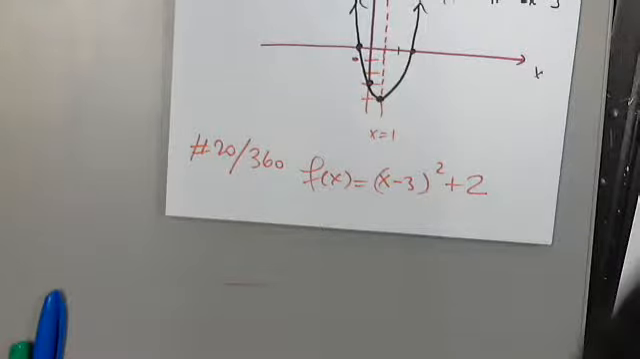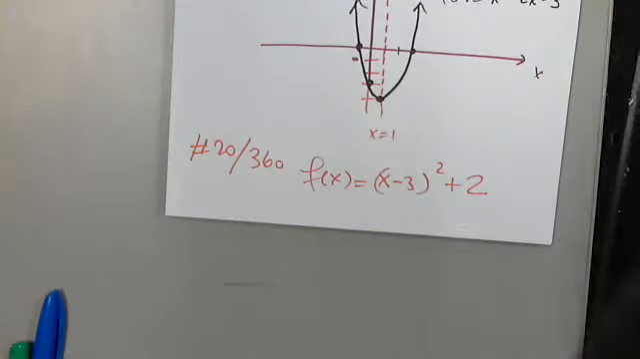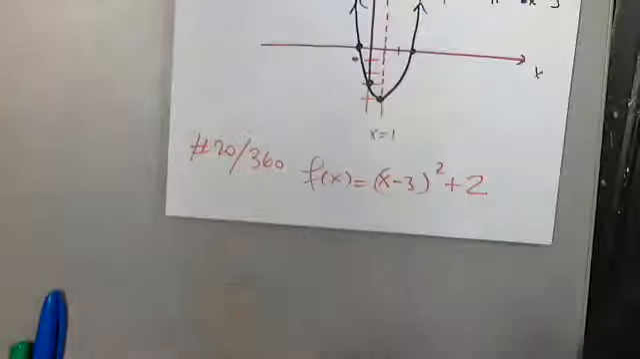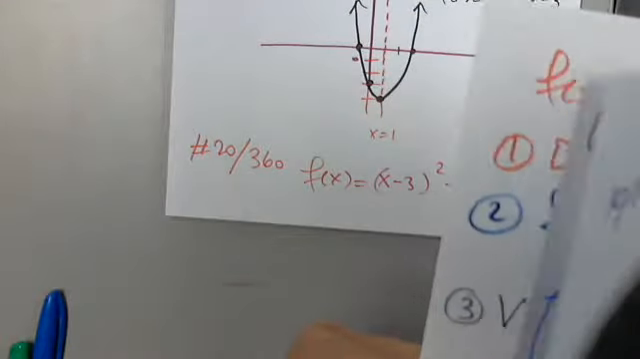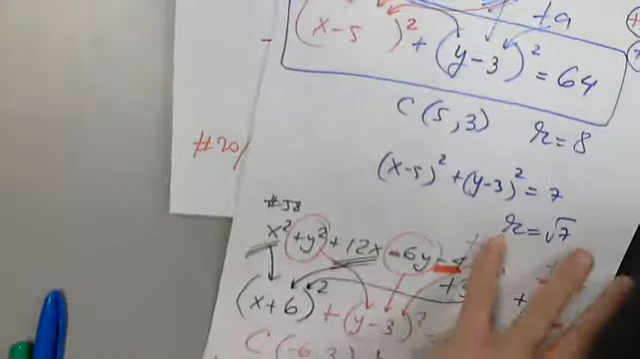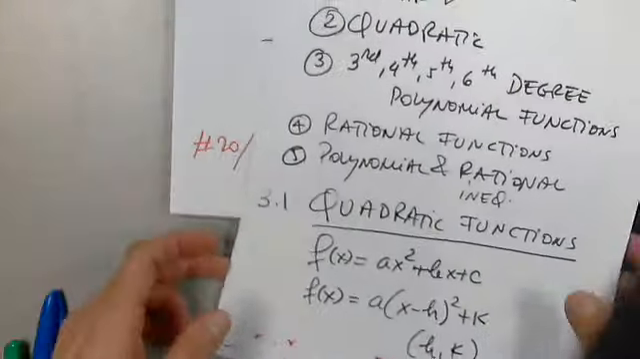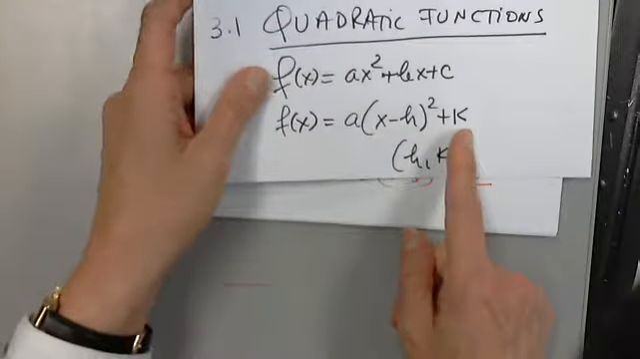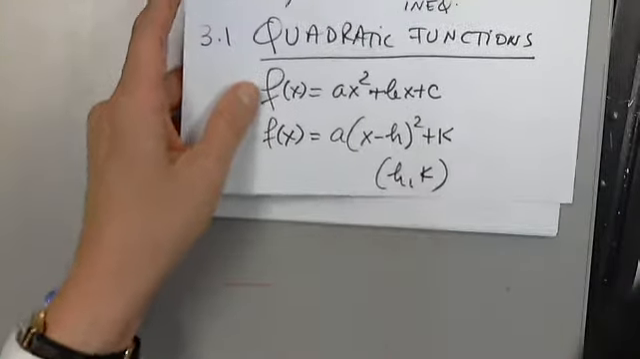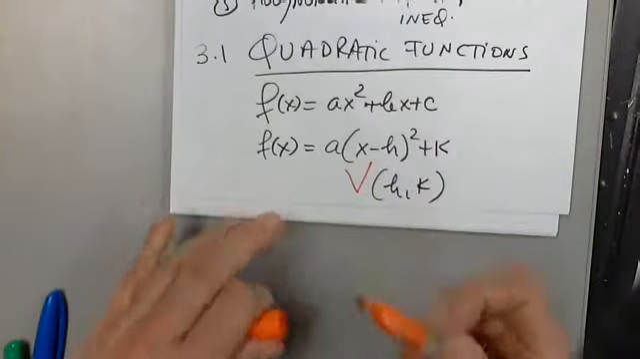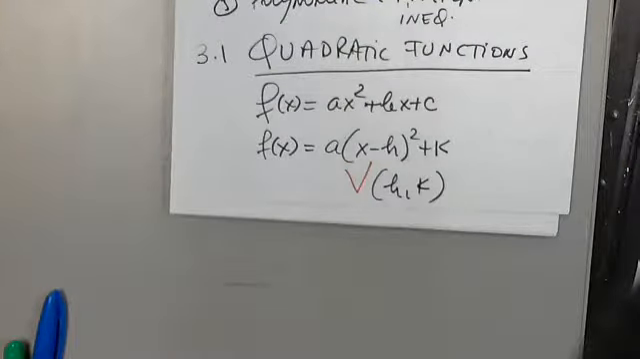And then, what is the vertex of this parabola? 2. Careful, I need 2 coordinates, right? Exactly. So therefore, can you tell me what this represents? H comma K. Indeed, that is the vertex.